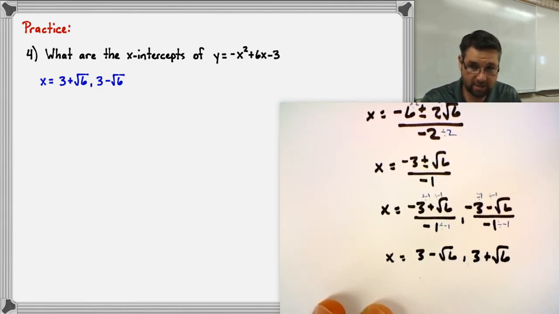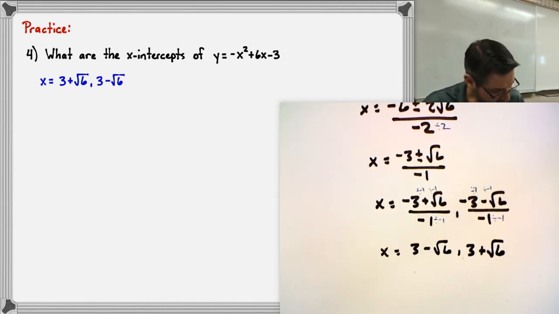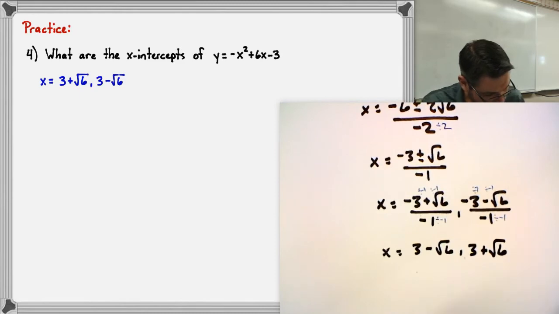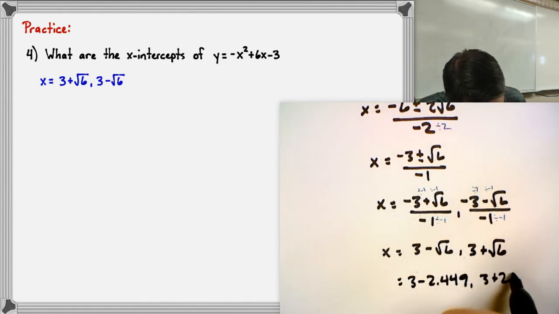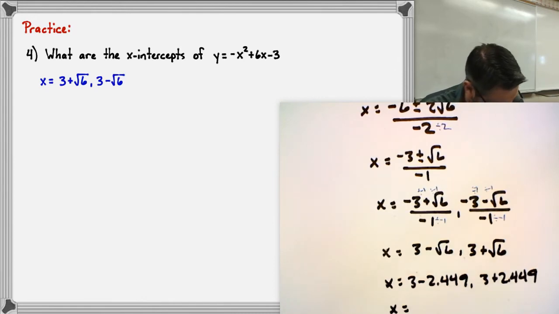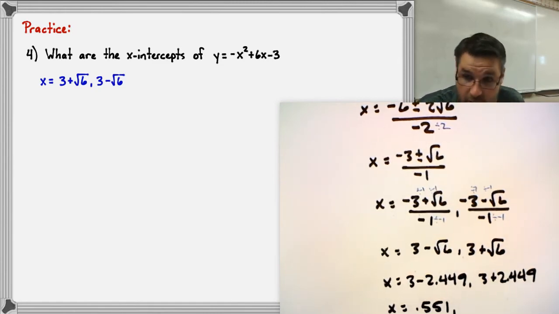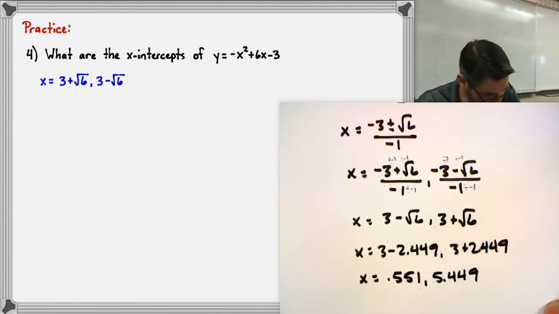Now, if I want to put this in decimal form, I think that would be a good idea. So I'll type in square root of 6, and I end up with 3 minus 2.449 and 3 plus 2.449. And so I have x equals 3 minus that, and we end up with 0.551 for the first one, and the second one would be 5.449. So these are my solutions in decimal form.